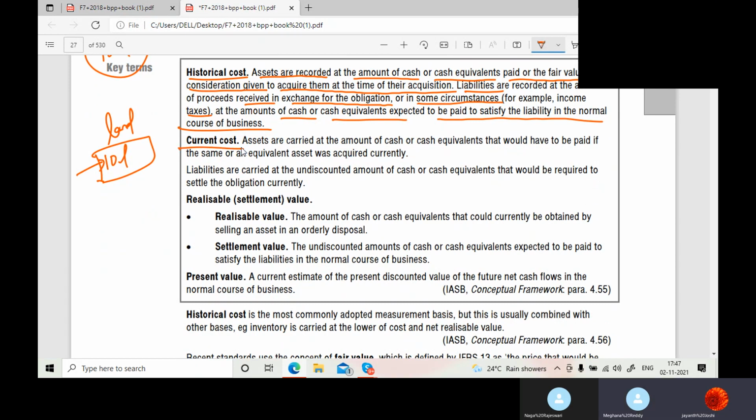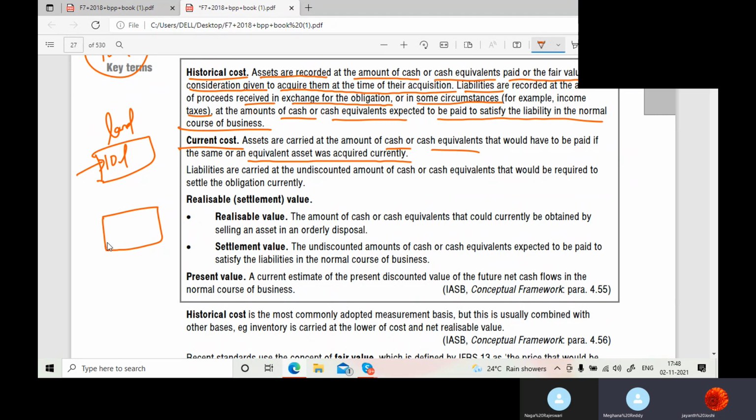What do you mean by current cost? Assets are carried at the amount of cash or cash equivalents that would have to be paid if the same or an equivalent asset was acquired currently. So what is current cost? I have to buy an asset. Today, at what cost? Today if I go and buy, what do I need to pay for that? Is that my current cost?